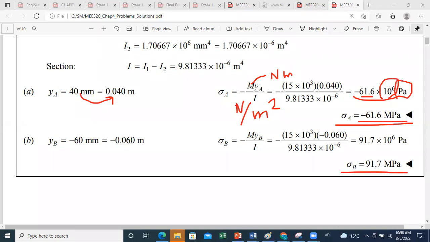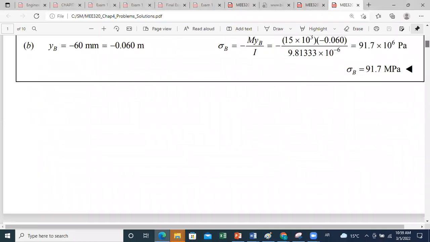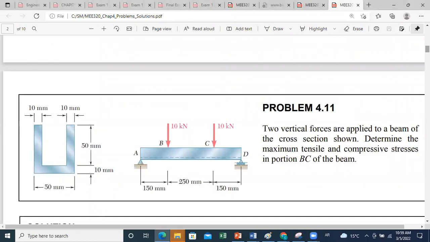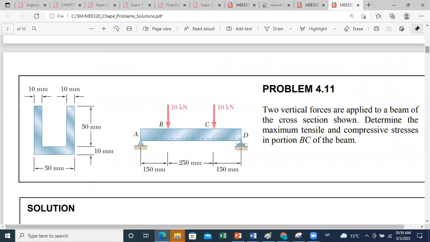Let us do another problem. In the following problem, two vertical forces are applied to a beam of the cross-section shown. Determine the maximum tensile and compressive stresses in portion BC of the beam.